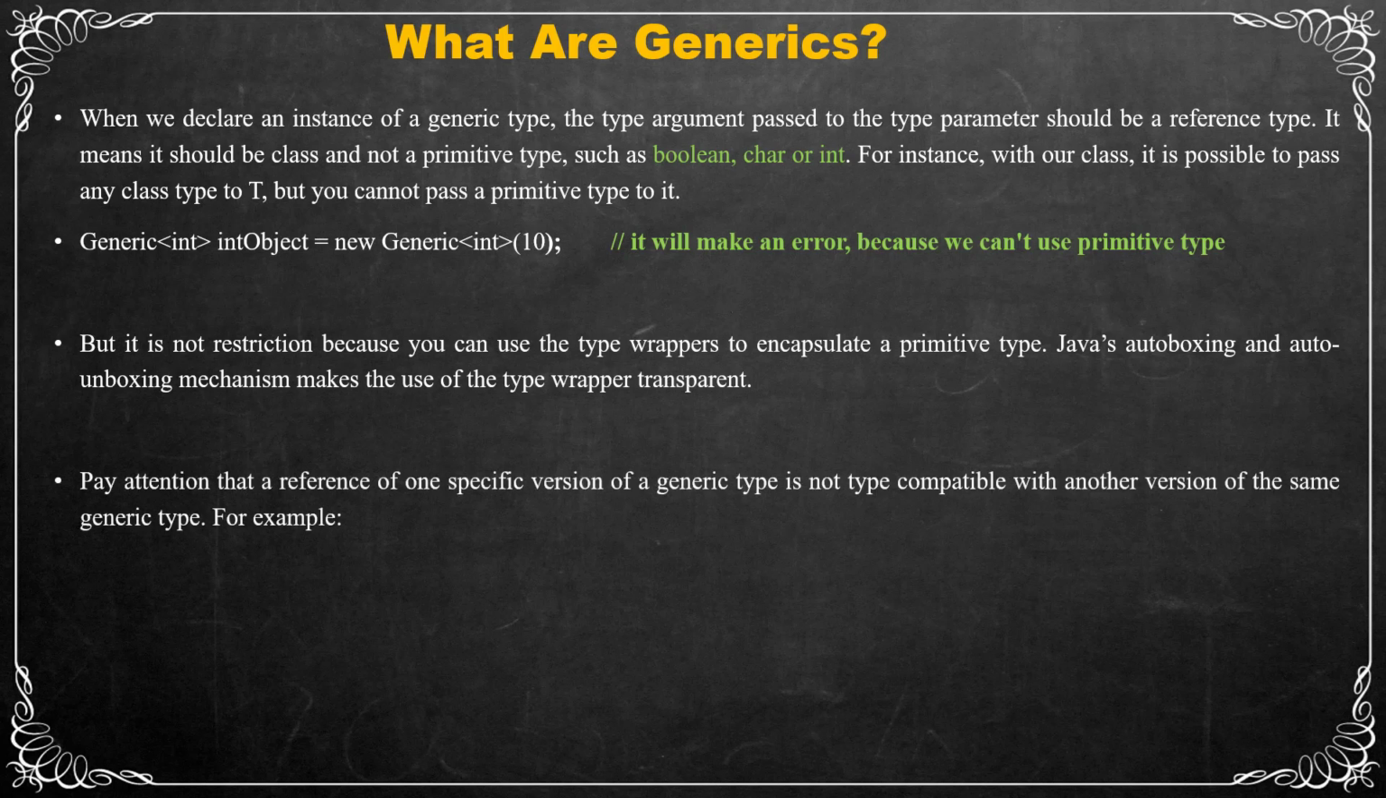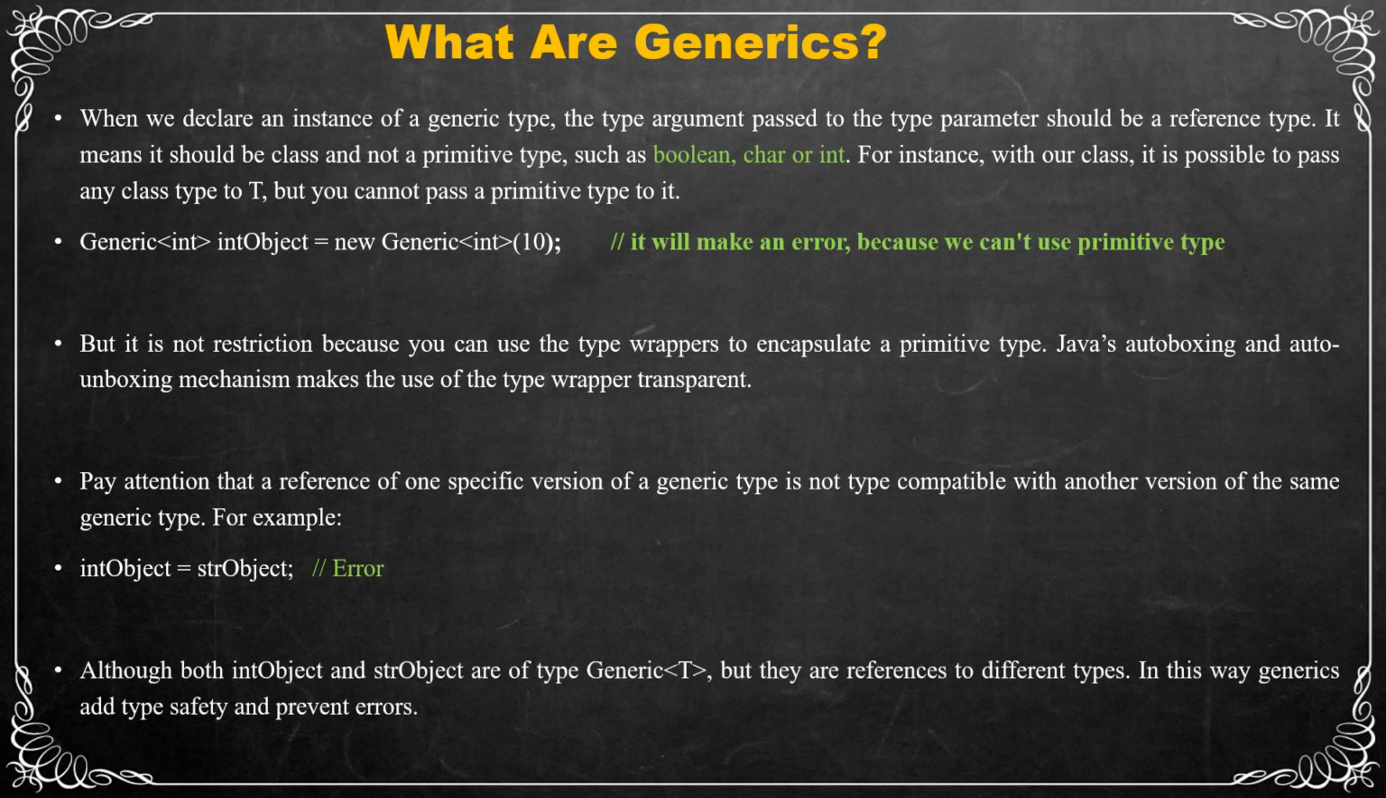Pay attention that a reference of one specific version of a generic type is not type compatible with another version of the same generic type. For example, this will make an error. Although both intObject and strObject are of type Generic, they are references to different types. In this way, generics add type safety and prevent errors.